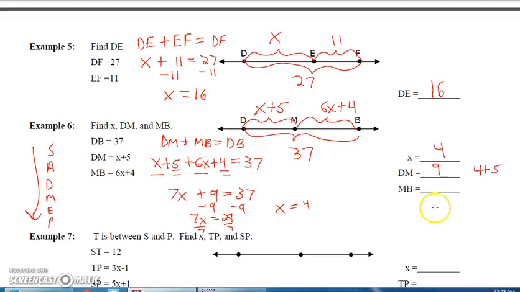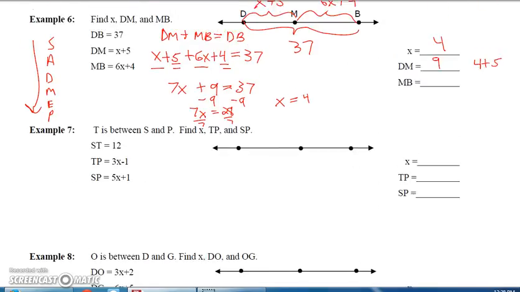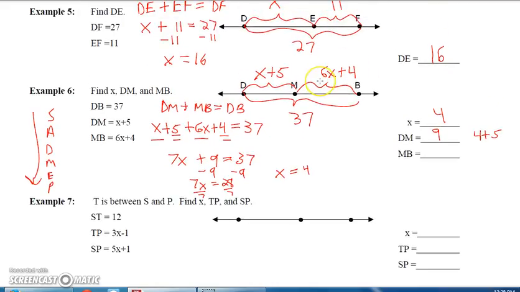MB, there's two ways you can get this. One of these is you can take the expression for MB, 6x plus 4, and put 4 into it, substituting it in. That's fine.